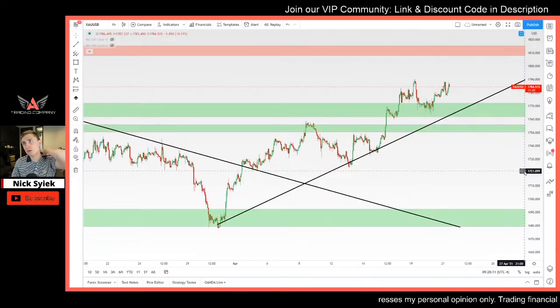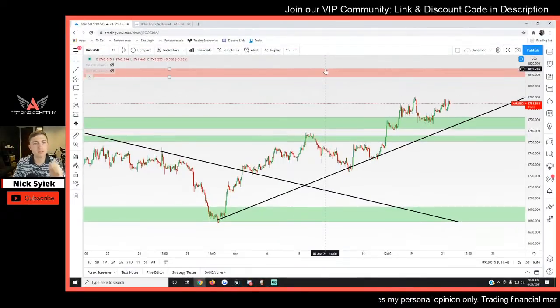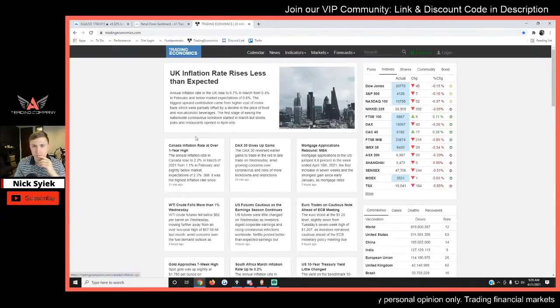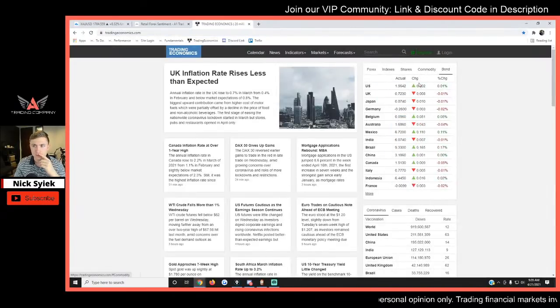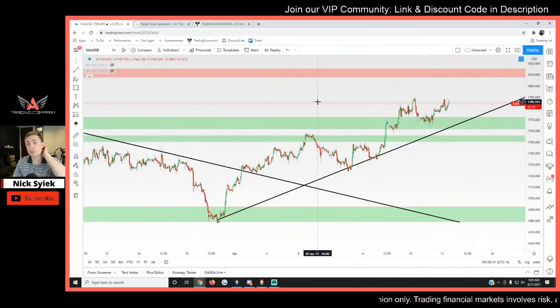Are bond yields rising today? I'm curious. Let's go look at the yield bond. All right, so bond yields are rising a little bit today, 1.56. Yeah, if yields rise quickly, that could be bearish for gold. So keep an eye on that as well.